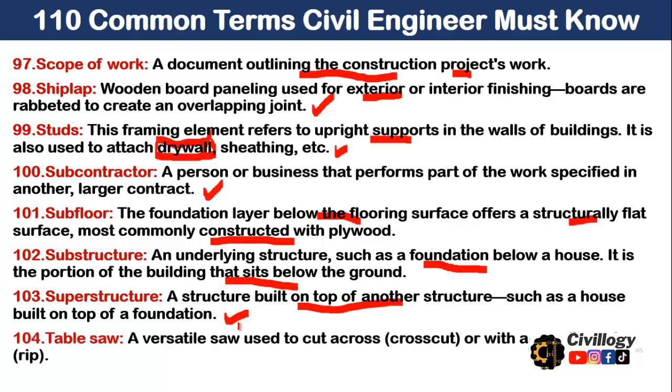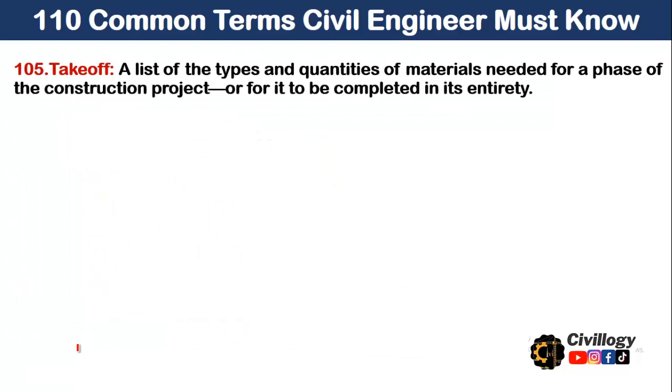Table saw. A table saw is actually a tool, a versatile saw used to cut across cross cuts or with the wood grain. Point number 105. Takeoff. A takeoff is actually a list of the types and quantities of the materials needed for a phase of the construction project or for it to be completed in its entirety.